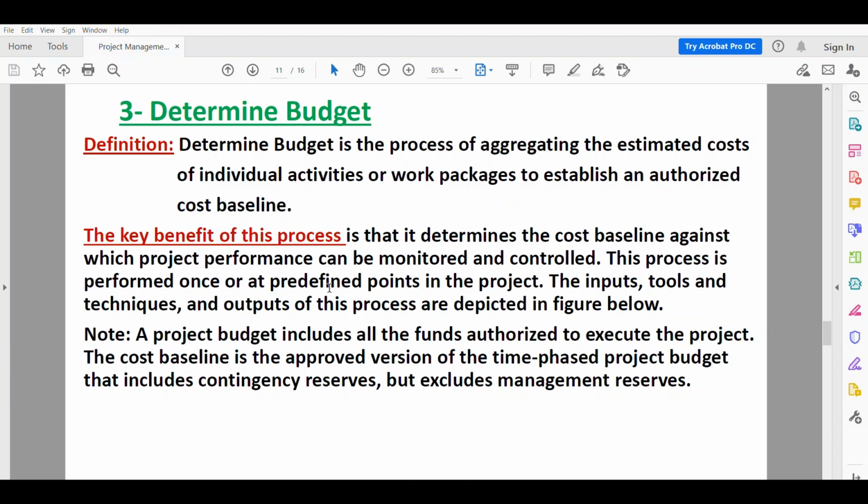This process is performed once or at predefined points in the project. Inputs, tools and techniques, and the output are depicted in the figure in the next slide. Note, a project budget includes all the funds authorized to execute the project. The cost baseline is the approved version of the time-phased project budget that includes contingency reserves but excludes management reserves. Management reserve is outside the project budget. This is something for the management to use.